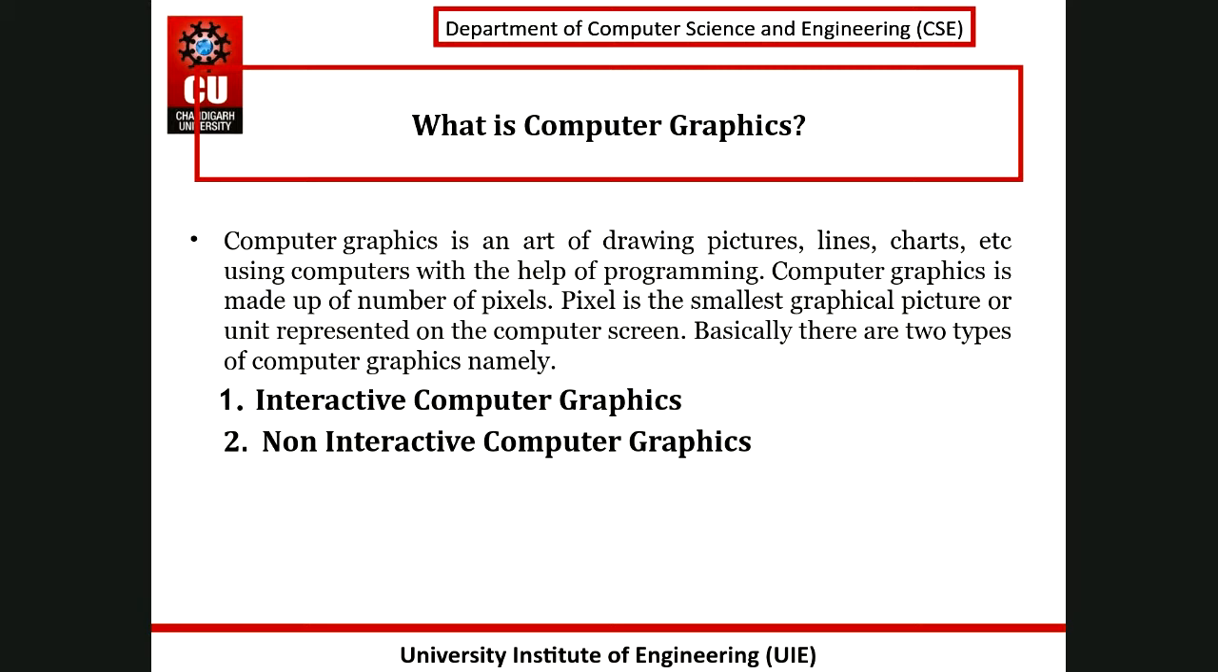So based on computer graphics, there are two categories. First one is interactive and second one is non-interactive. So before starting these interactive and non-interactive computer graphics, let's first discuss the differences between manual drafting and computer graphics. What do you mean by manual drafting and what do you mean by computer graphics?